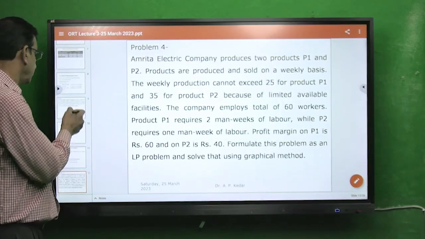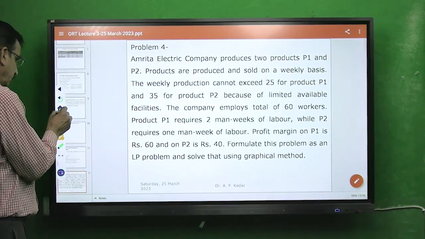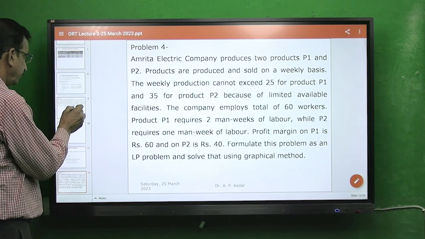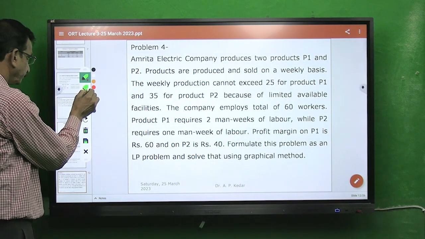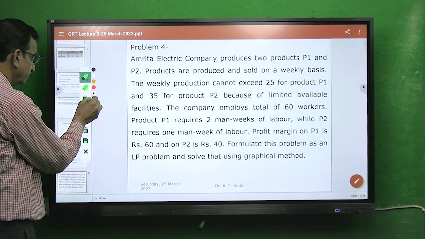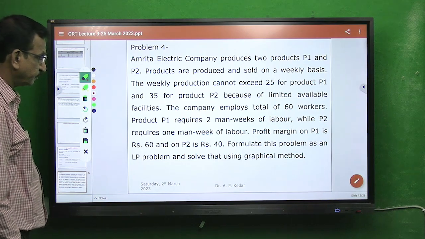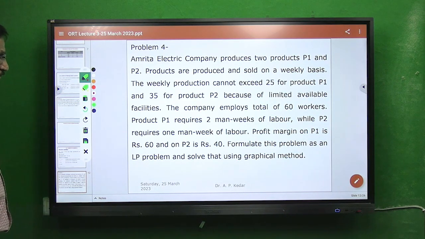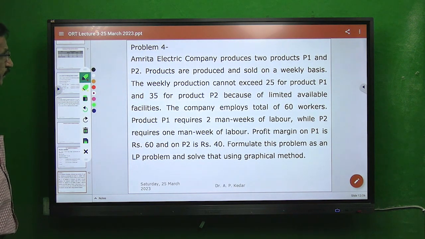Now here, read this problem carefully to understand again. Now here it reads that Amruta Electronic Company produces two products, P1 and P2.